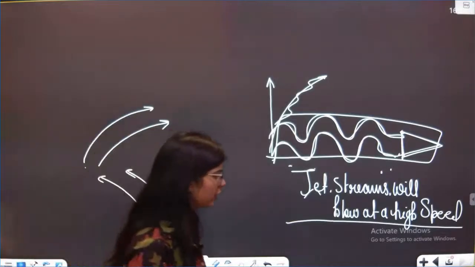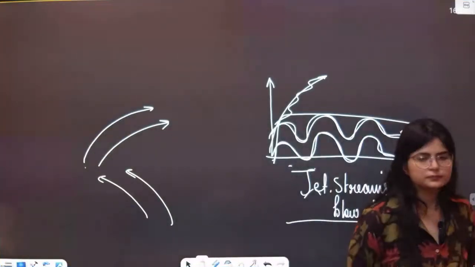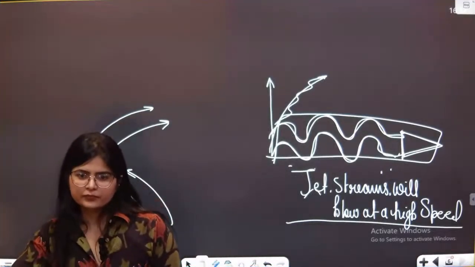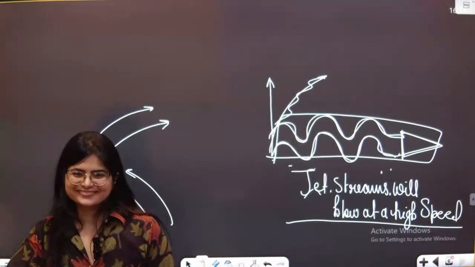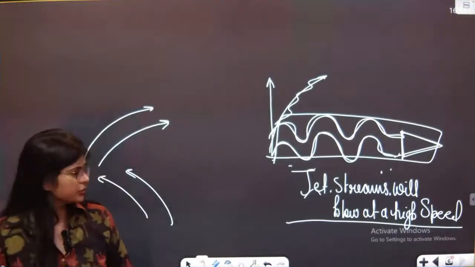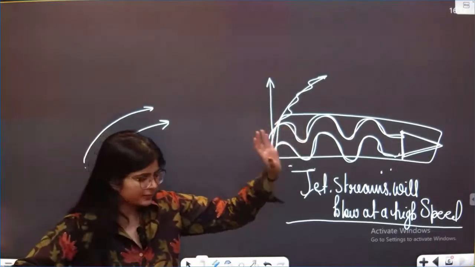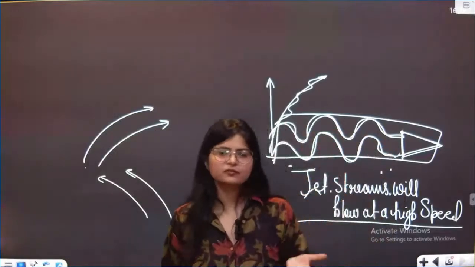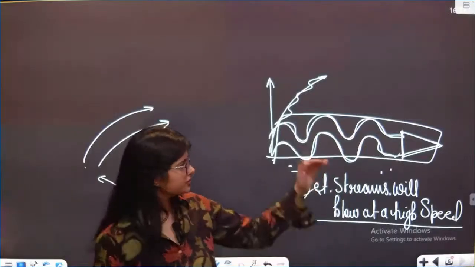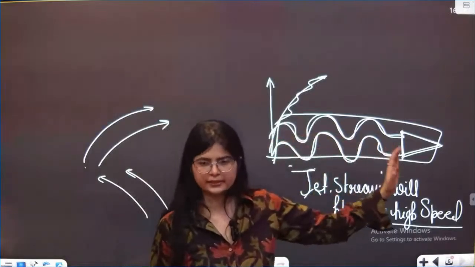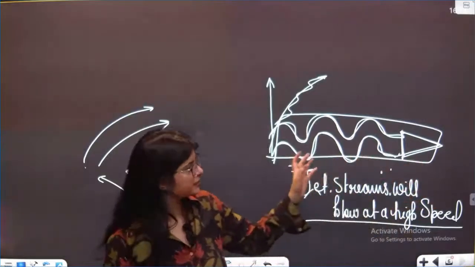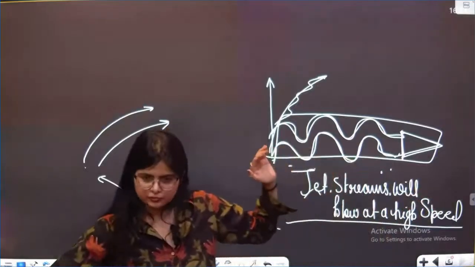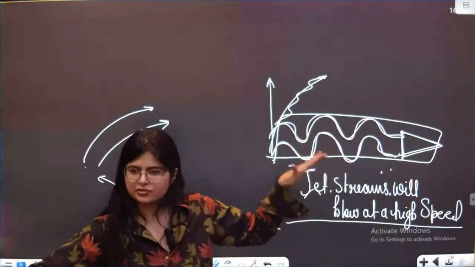Or should I explain again? Online students, did you get it? Okay. So as you're going up, I'll explain again. As you're going up, what is happening? The frictional force is reducing. And when the frictional force is reducing, the speed will increase. We call it that the jet streams are having extremely high speed.